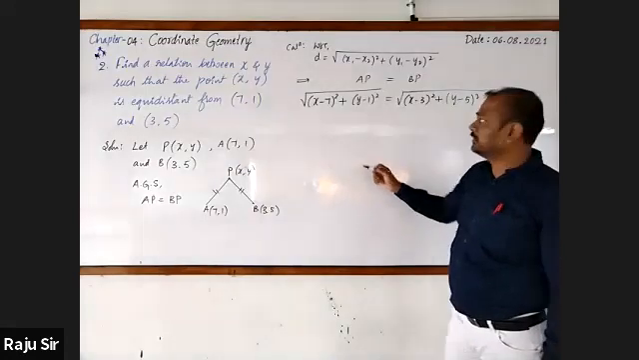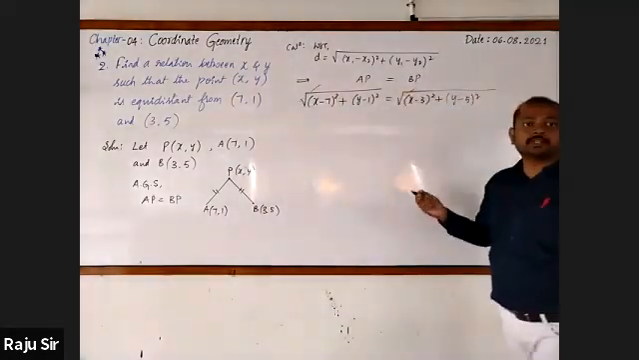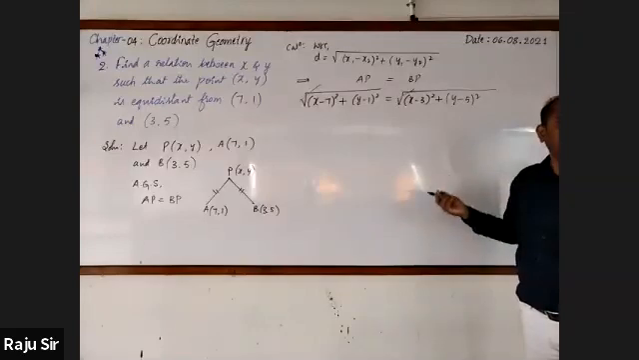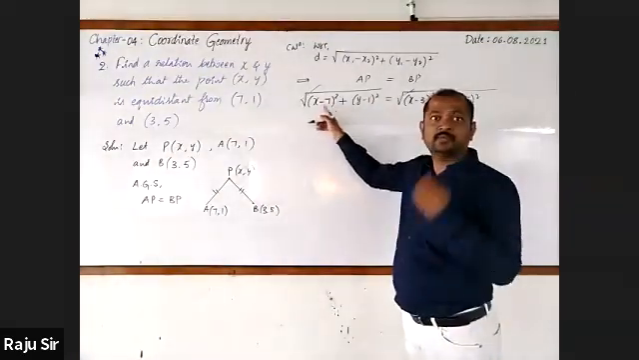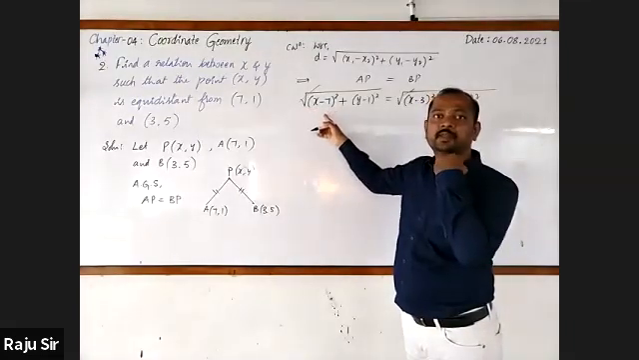Next step: both the square roots get cancelled, since squaring and square root cancel out. Next, (x − 7)² — it is in the form of which identity? (a − b)².